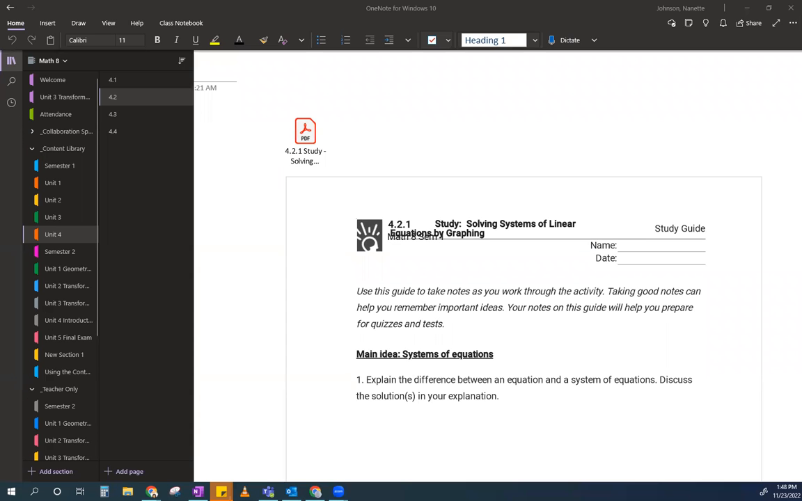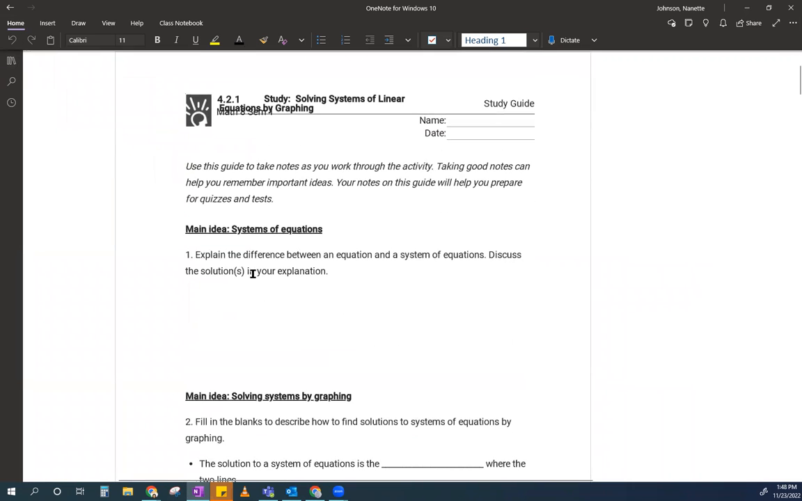Okay, so we're going to go over 4.2, which is solving systems of linear equations by graphing. So first of all, a system of equations is just more than one equation. That's it. Okay, so it says explain the differences between an equation and a system of equations.